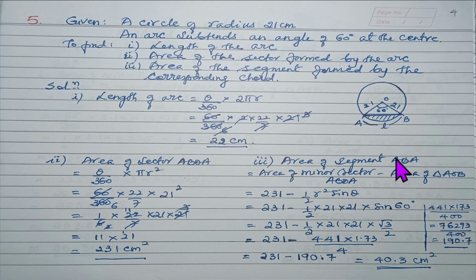Now the area of segment ABA is equal to the area of the minor sector ABOA minus the area of the triangle AOB. We already have the area of the sector ABOA as 231, and we have to find the area of the triangle, half r square sin theta, and subtract it. So 231 minus half into 21 into 21 into sin 60 degrees, and sin 60 is root 3 by 2. Simplifying, we get 231 minus 441 into 1.73 divided by 4, or 231 minus 190.7, and that is 40.3 centimeters square is the answer.